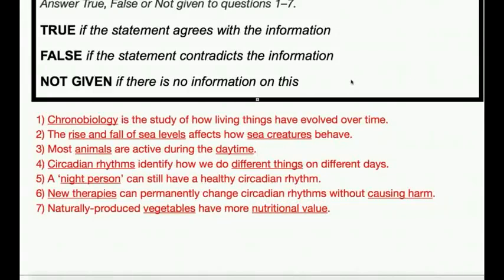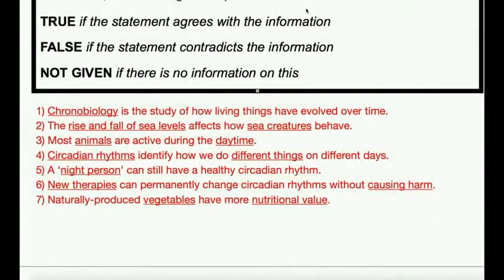But if you do this first, go through the questions and underline some of the key words, you can do this very quickly. That will just help you then go and find the information in the text. So you can then scan or skim through the text to find this information.